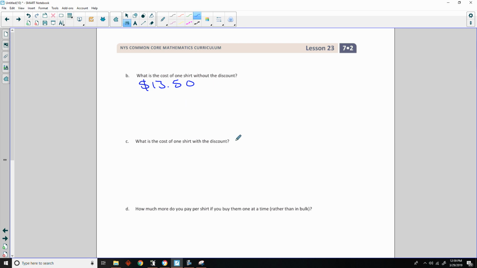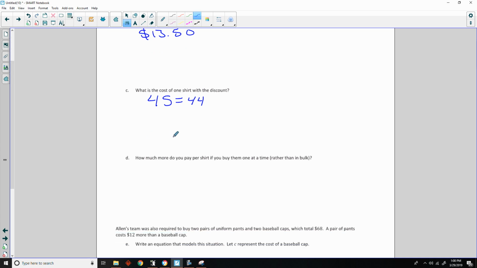What is the cost of one shirt with a discount? Well, that was 4s equals 44. And if I divide both sides by 4, then s equals $11.